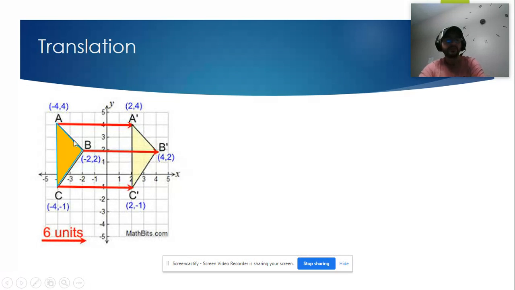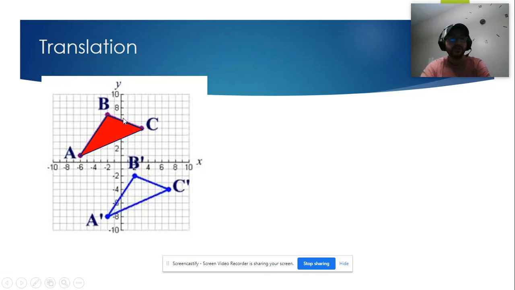Okay, so this is just when we're moving in one direction, but we can combine left, right, up, and down. Like this example, we've got this triangle, and we're going to move it 6 units to the right. So we are moving each coordinate 6 units to the right, and the algebraic rule will be x plus 6 because we're moving to the right.